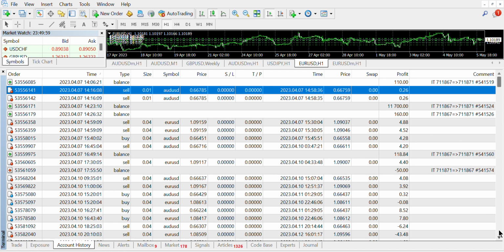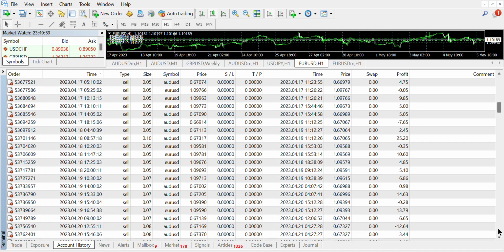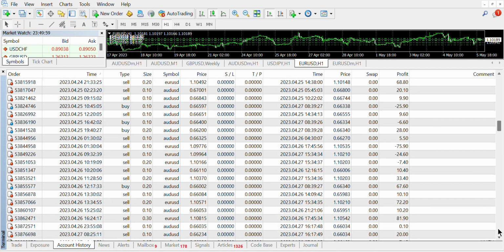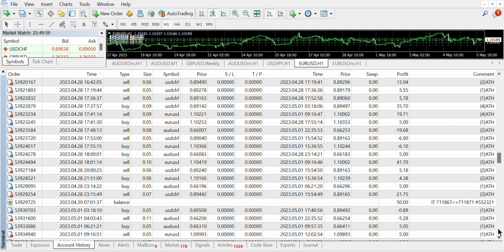Let me scroll down. You can see the lot size. It has taken very minimum lot size and no higher risks are taken.